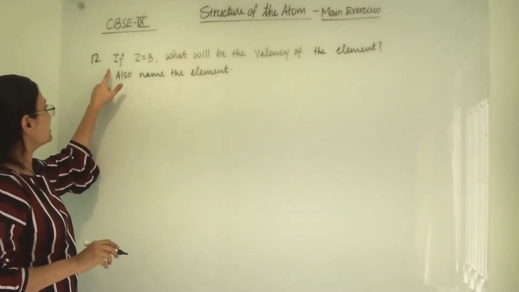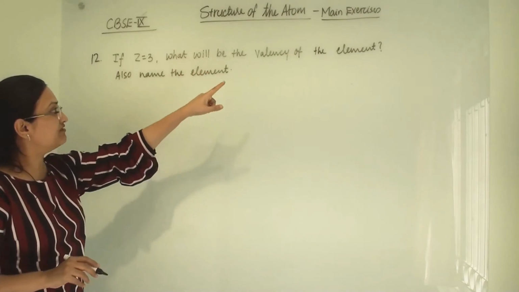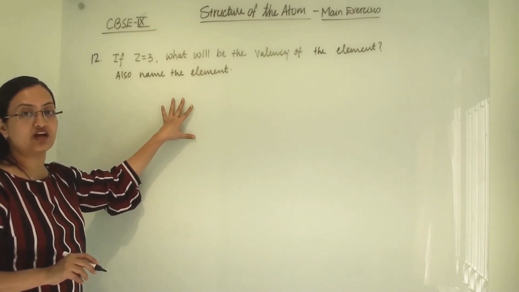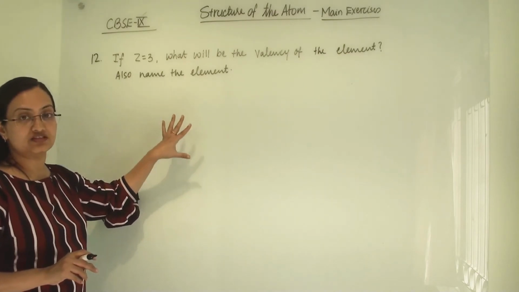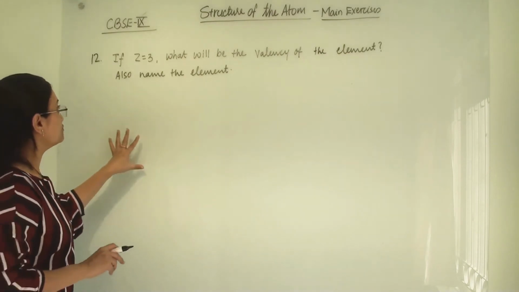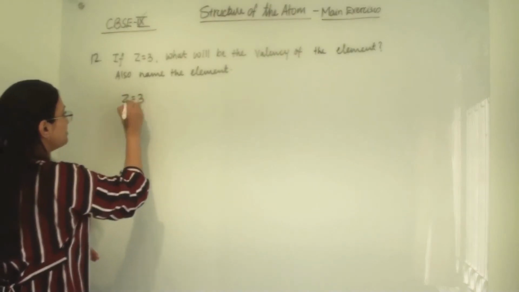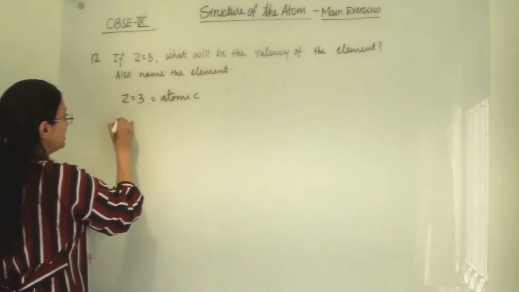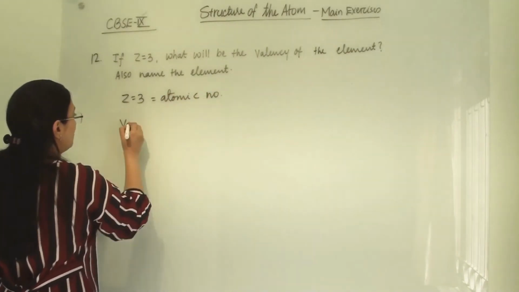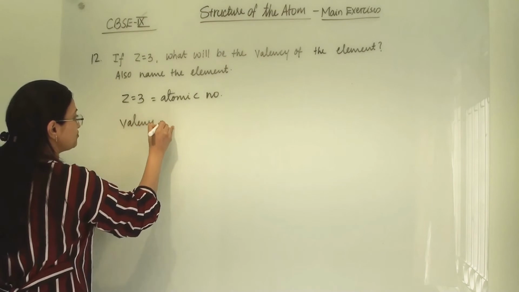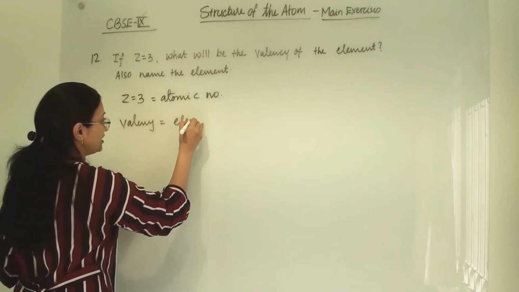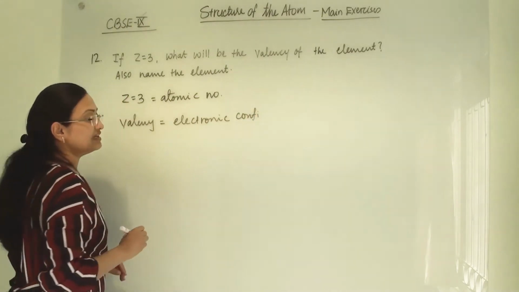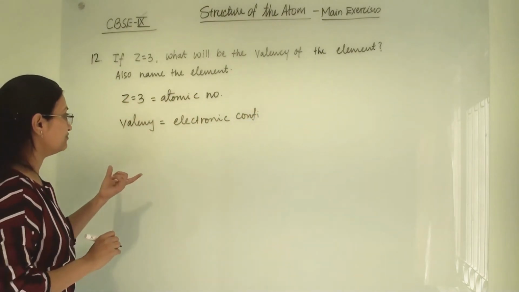12th question is, if Z equals 3, what will be the valency of the element? Also name the element. Now this can be asked for any element up to atomic number 20. So here Z equals 3 means the atomic number is 3 for this element. Now, when we are checking valency, first we have to write the electronic configuration. From that only we will identify the valency of this element.